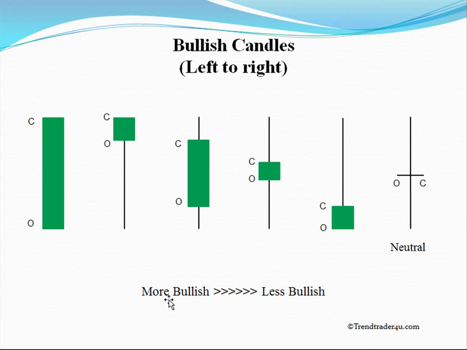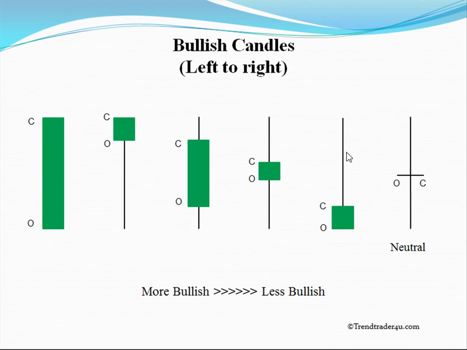Like I said, more bullish to less bullish. So on this one, it opened and closed, but you had selling pressure from the top, and you also have a little bit of buying pressure from the bottom. Then you have it open and close with a lot of selling pressure from the top, but at the same time a lot of buying pressure from the bottom. But the price did close above the open, so that signifies this is a bullish candle.